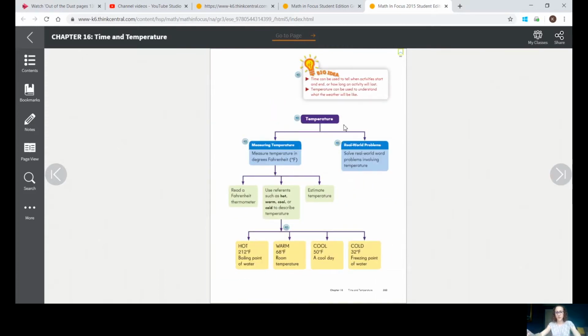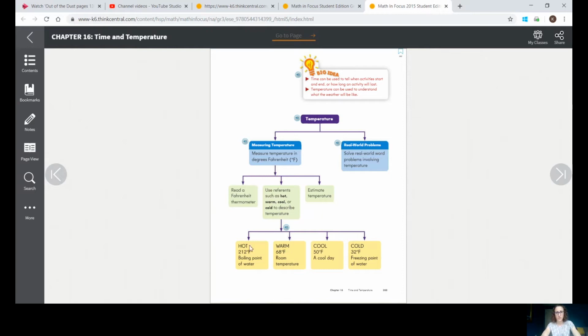Here's a bit on temperature. Okay, so let's start over here with measuring temperature in degrees Fahrenheit. So we learned how to read a Fahrenheit thermometer. We used references such as hot, warm, cool, or cold to describe a temperature. And we also did some temperature estimates.